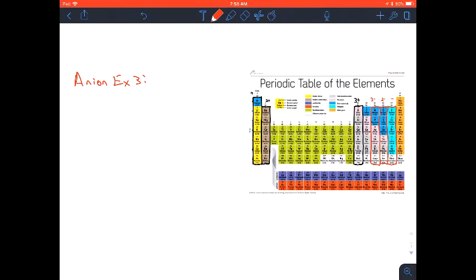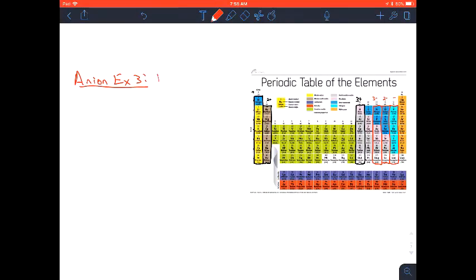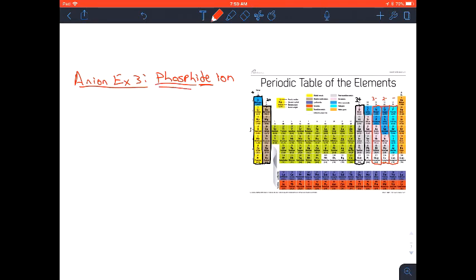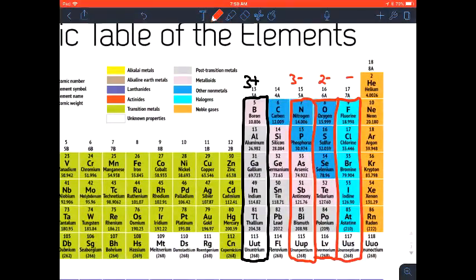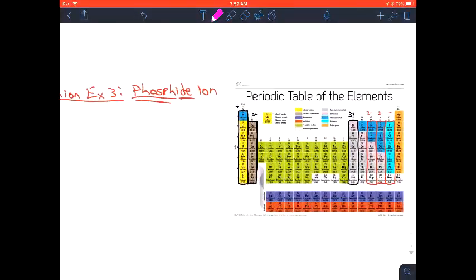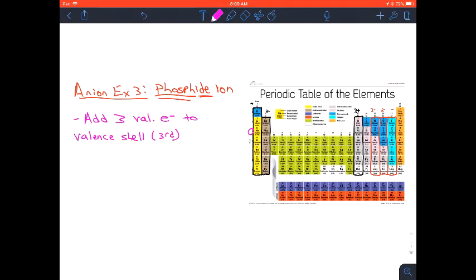Okay, so let's take one last look at phosphorus. So a phosphide ion. We know that the IDE makes it negative, so we have to look for the root phosp. When we look on the periodic table, we're going to find phosphorus in group 5. That means that we need to add 3 valence electrons to the third energy shell to make it an ion. Let's set this up.